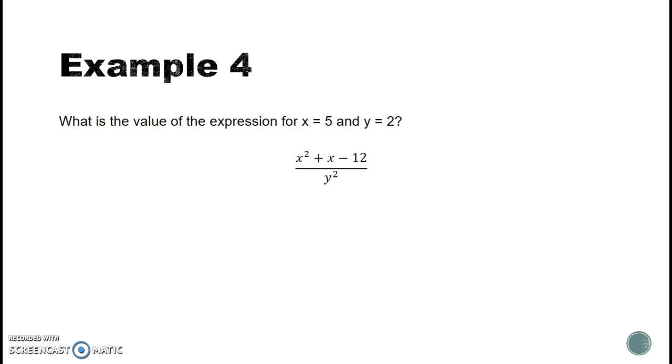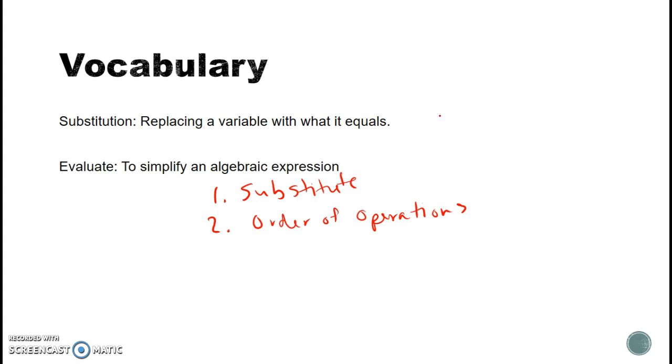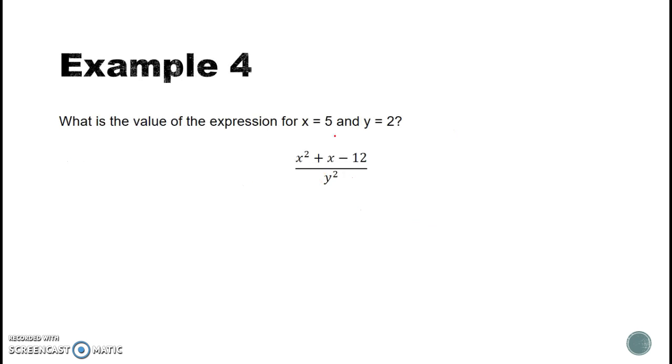So, example 4, what is the value of the expression for x equals 5 and y equals 2? So the first thing I'm going to do, and I guess what I forgot to mention is when we replace and use substitution, always put them in parentheses. Always, because you don't want to drop a negative anywhere. So I'm going to substitute for every x that I see 5 and for every y that I see a 2. So we're going to have 5 squared plus 5 minus 12 over 2 squared.